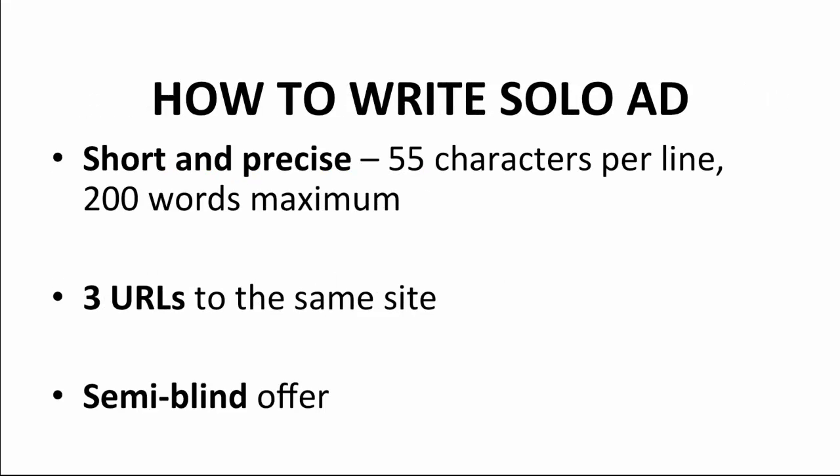You can use the basic format for an email I taught in the previous modules for writing a solo ad email. Let's revise the format once again. First, keep the email short and precise, within 55 characters per line, with 200 words maximum. Insert 3 URLs that link to the same site in the beginning, middle, and the end of your email. The additional technique I'm going to discuss here is the semi-blind offer. You only give half the information about the offer. Arouse their curiosity to know more about what the next offer is that you're going to give them.